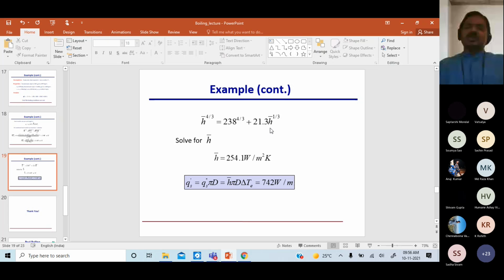But if you actually solve this equation, which is not easy to solve, you can get 254. So therefore, the total heat transfer per unit length is Q double prime this times pi d. Therefore, H bar delta T times pi d, 742 watt per meter.